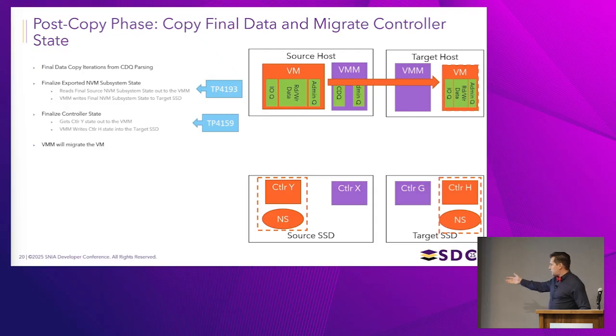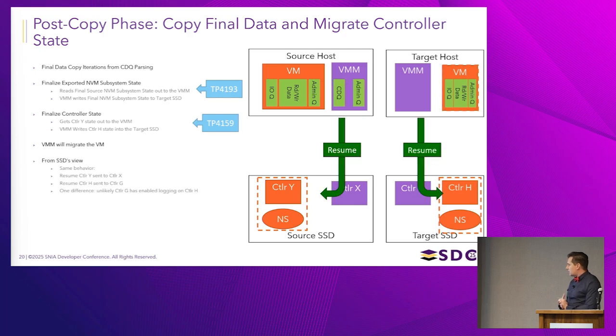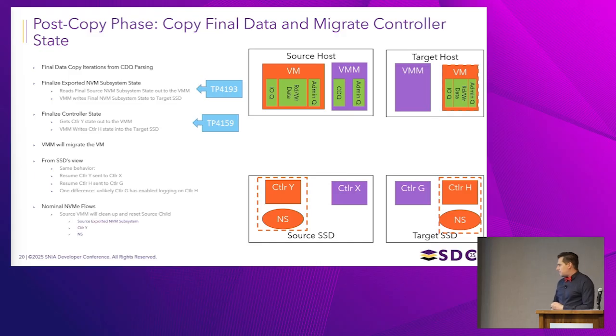If you are using temporary admin queues and IO queues, you would need to make sure that they're configured appropriately. So again, just a visual view here. We need to be prepared whether we're the source or the target for that potential resume. And of course, nominal NVMe flows for cleaning up afterwards.